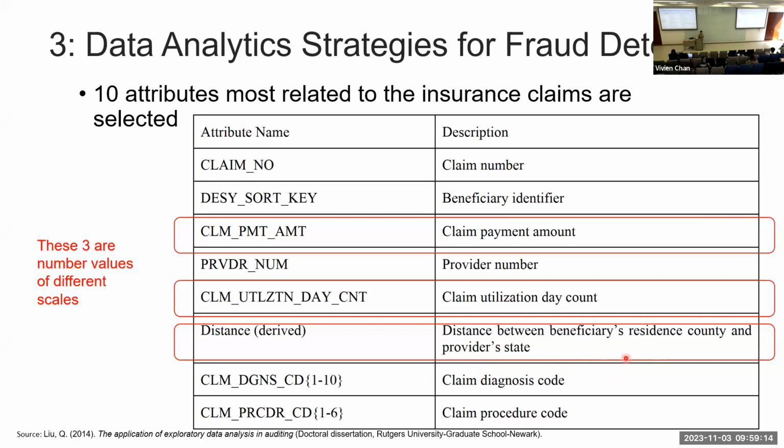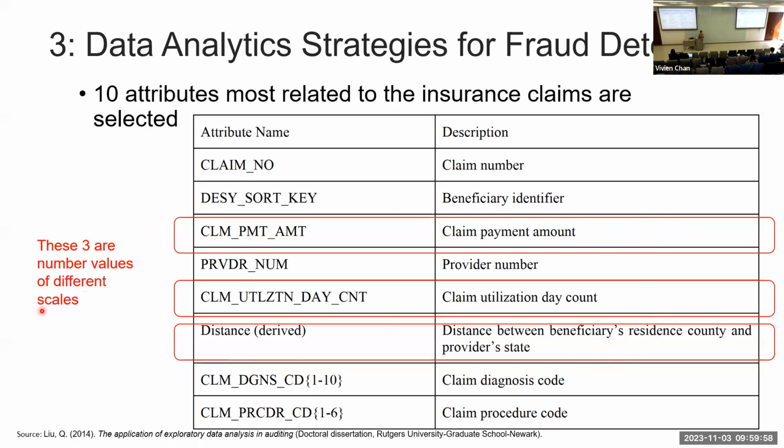The assumption is, because the US is a very large country, if you are staying in New York, you won't go to a hospital in Chicago, for example. That's why they also include the distance. And then of course the claim diagnosis, the procedure performed, etc. But you can see that of these 10 attributes, only 3 are numerical variables, and obviously they are of different scale: the number of days, the payment amount, and the distance.